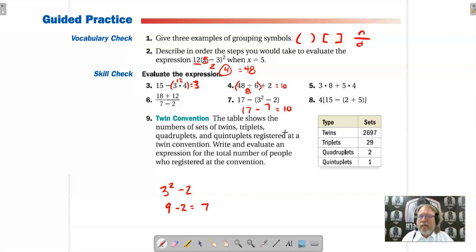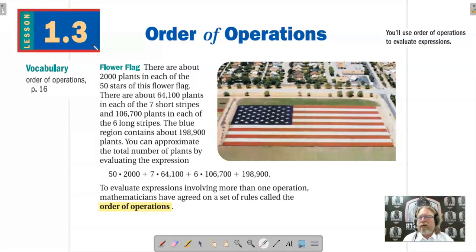All right, so that's everything I have for Chapter 1, Lesson 3, Order of Operations, where we learn to use the order of operations to evaluate expressions.